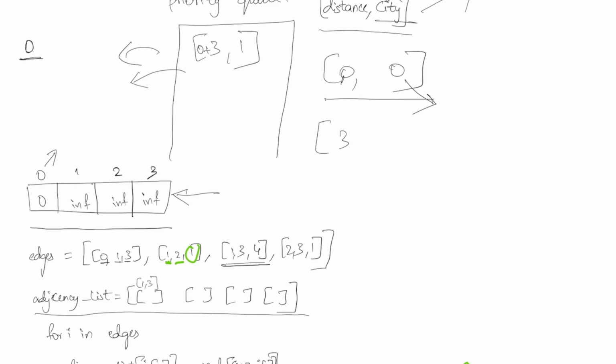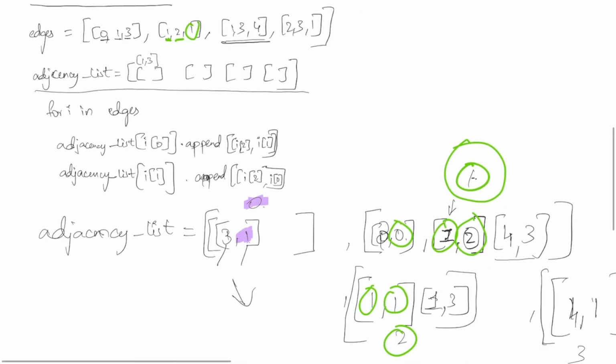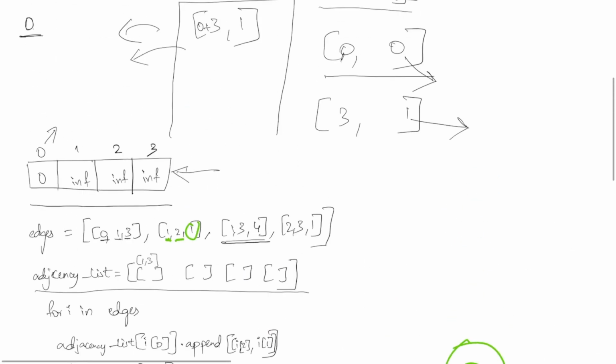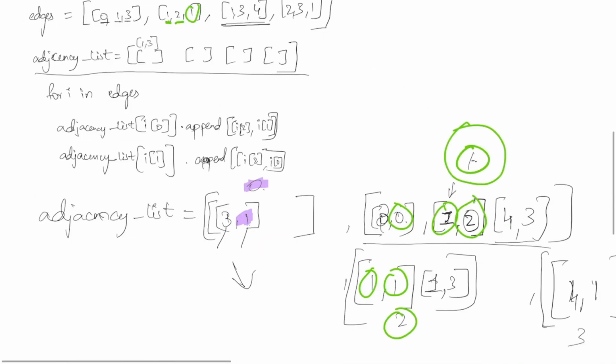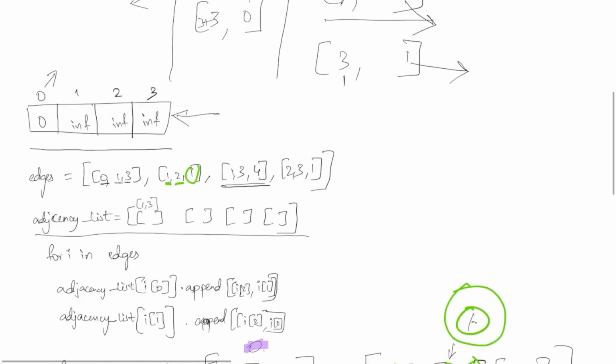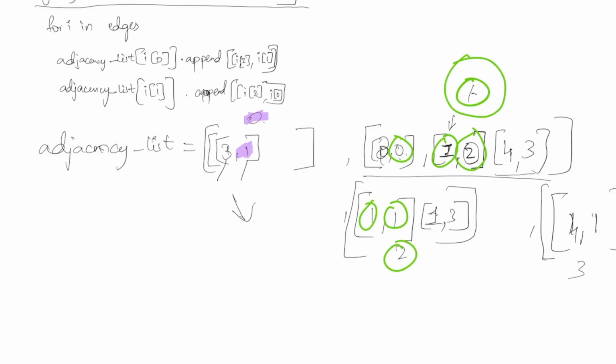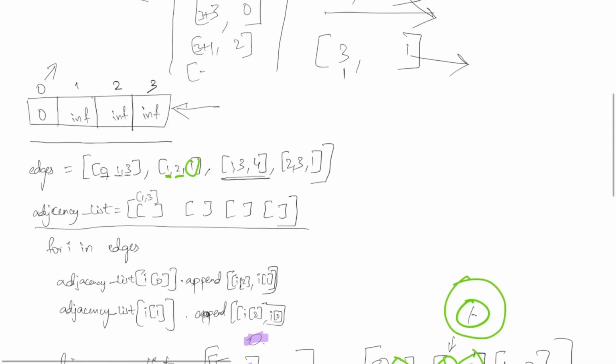Now we'll again pop it. What will it be? 3 comma 1. Find the adjacency list for this particular one. This is the adjacency list. Write it there, and the distance is 3. So 3 plus 3 comma 0, 3 plus 1 comma 2, and 3 plus 4 comma 3.